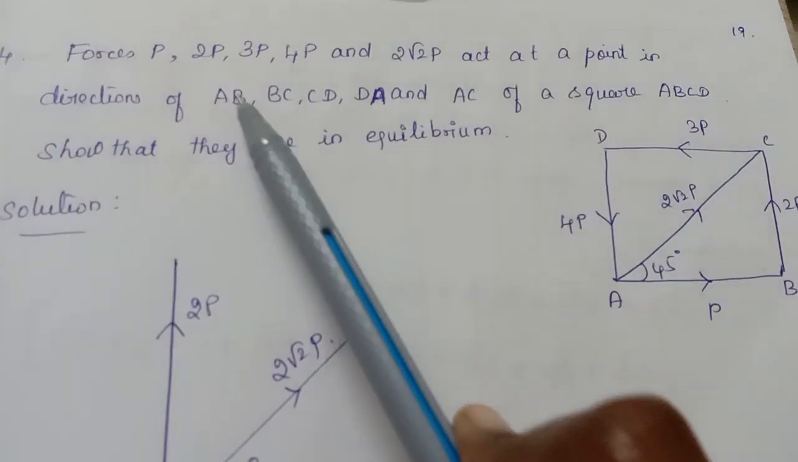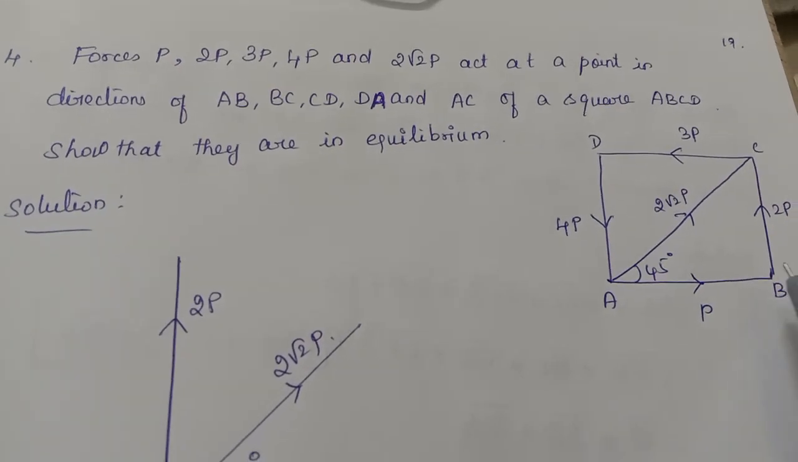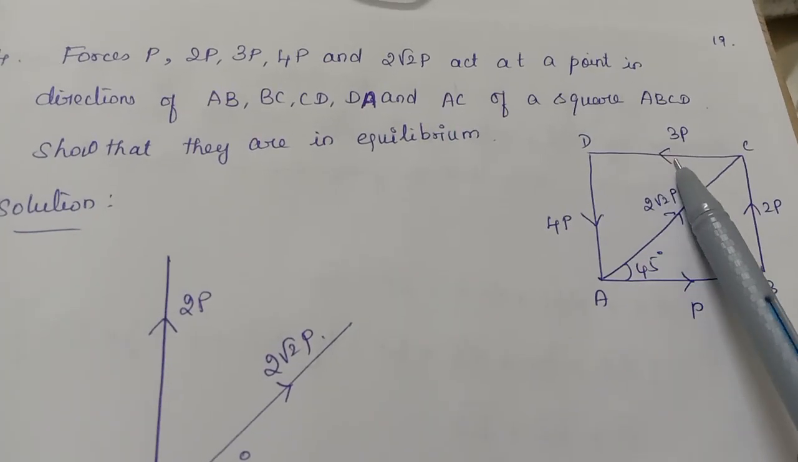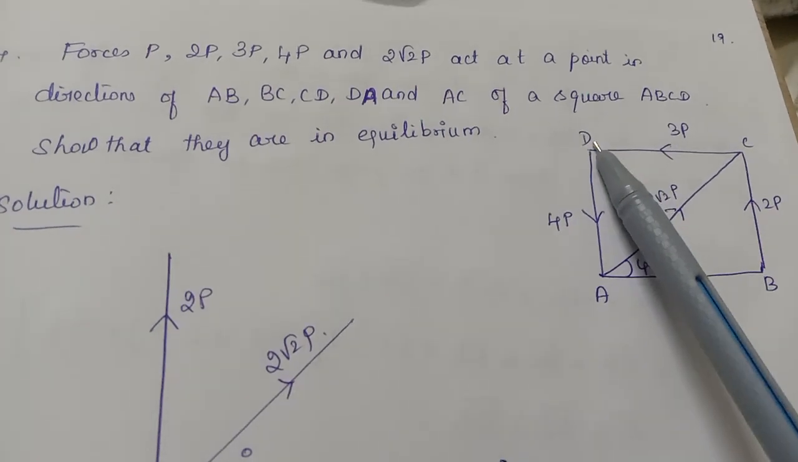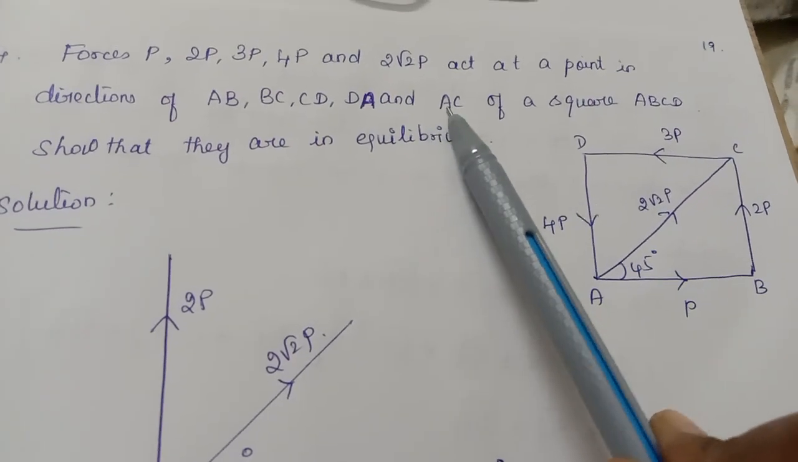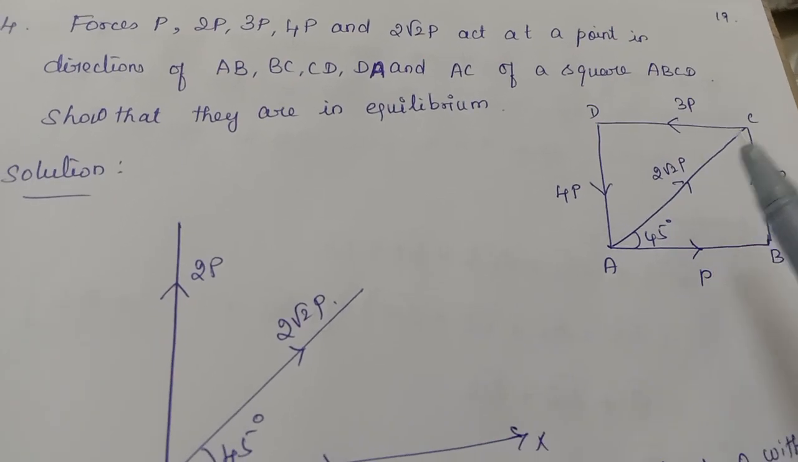See, they have given 5 forces. They are acting along a square. So let me draw a square ABCD. Right? Along AB, force P. Along BC, 2P. Along CD, mark the direction correctly, 3P. Along DA, what? 4P. Then along AC, this is the AC diagonal, no, 2 root 2P. We want to find the resultant.